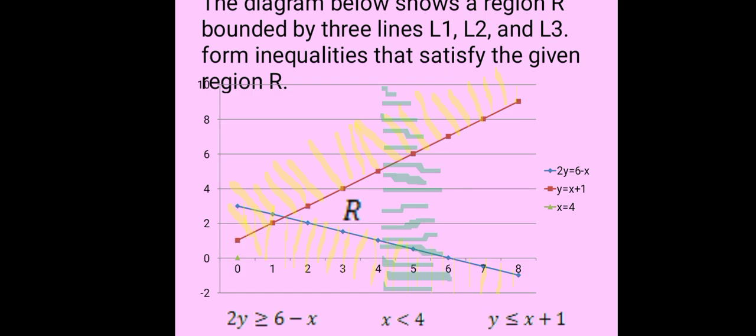Now we have the blue line. The blue line is 2y is equal to x minus 6. You can see the lower parts have been shaded. So it means that 2y should be greater than x minus 6. Now the other line, the equation is y is equal to x plus 1. You can see the upper part has been shaded. Which means that y should be less or equal to x plus 1.